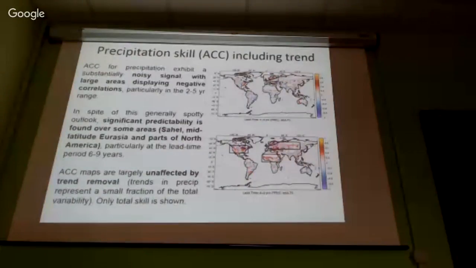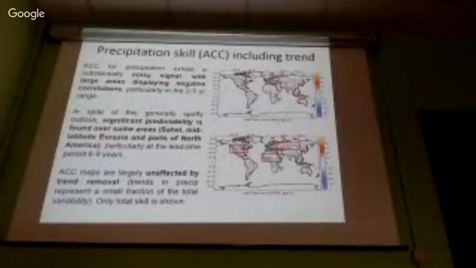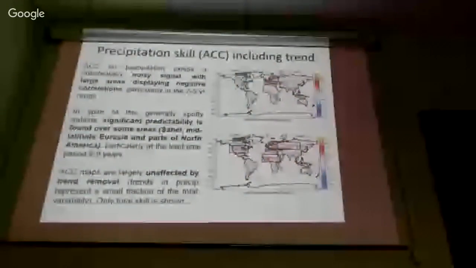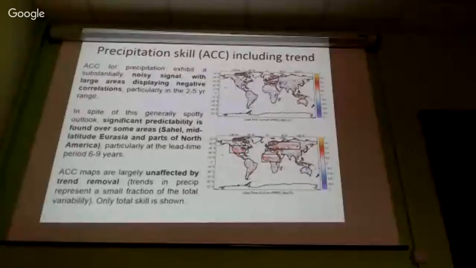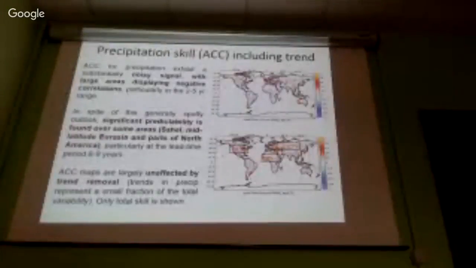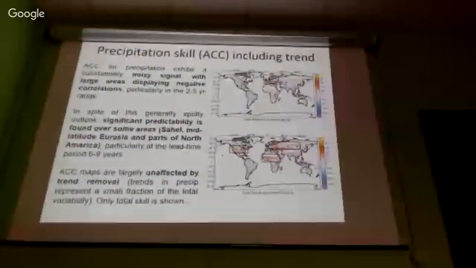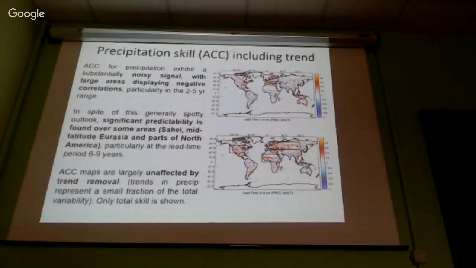It looks like we really have some skill over that area. If you look at the precipitation, the picture is much more noisy. There is some skill, actually, particularly if we look at the longer lead years. The lower panel refers to 6 to 9 lead years. And you see this redness over the Sahara, over Africa, and parts of Europe or Eurasia and North America, which is kind of promising. But outside of those regions, there's a lot of noise and little skill. It's questionable whether we really have some real predictability or predictive skill over there.